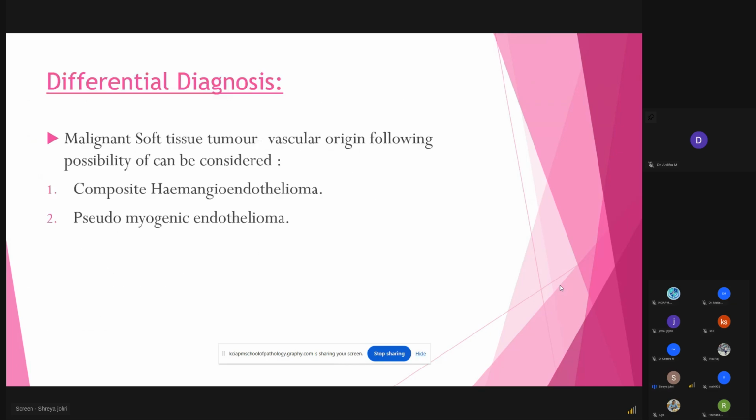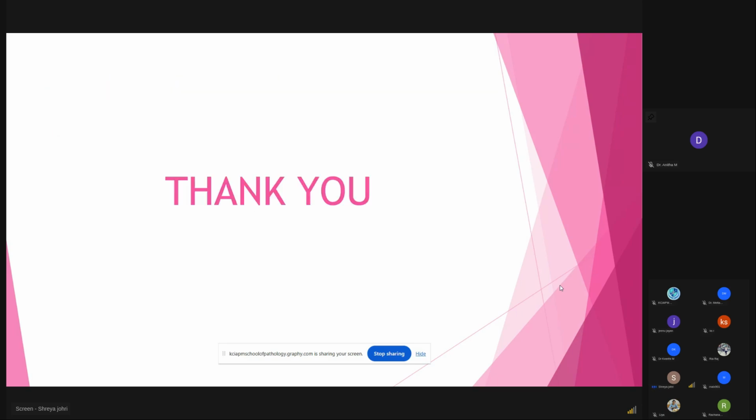So the differential diagnosis is a malignant soft tissue tumor of vascular origin. The two possibilities in the differential diagnosis are composite hemangioendothelioma and pseudomyogenic hemangioendothelioma. Thank you.